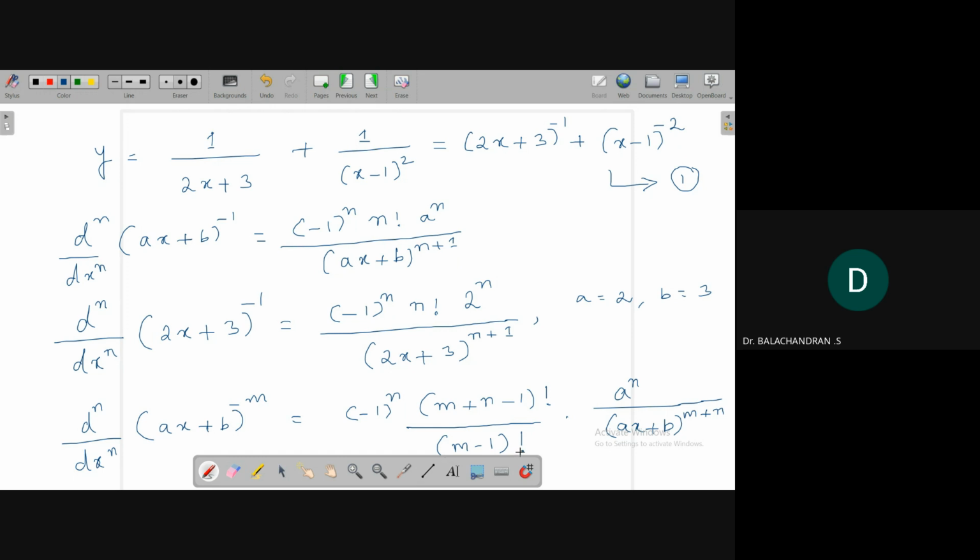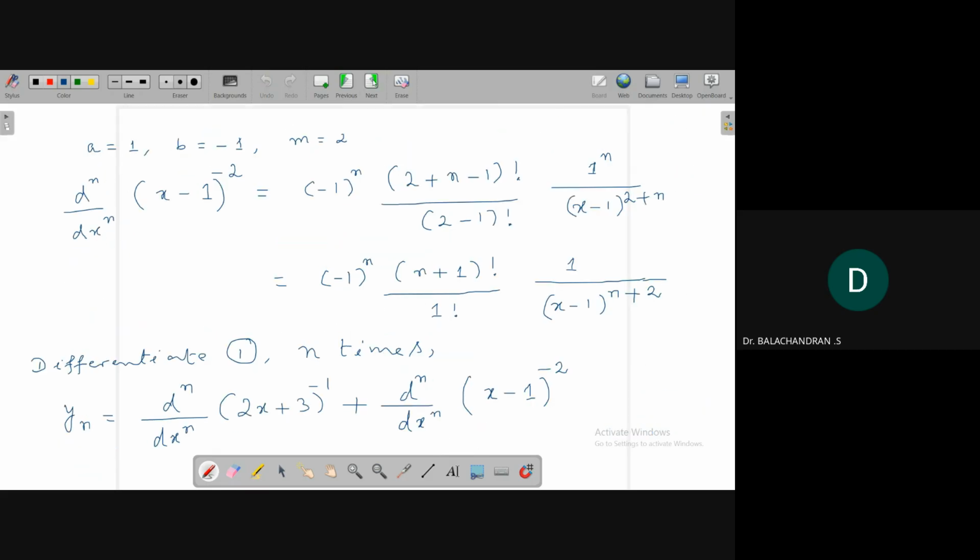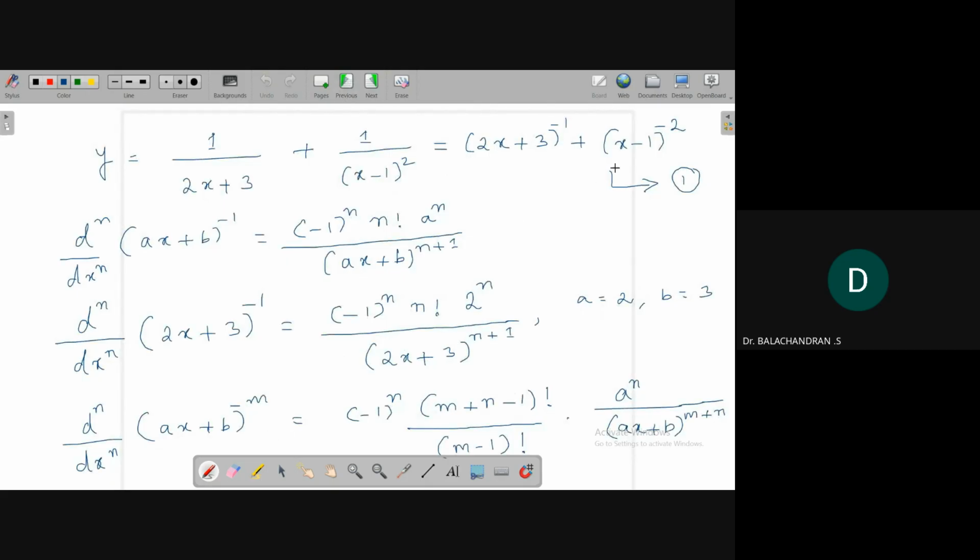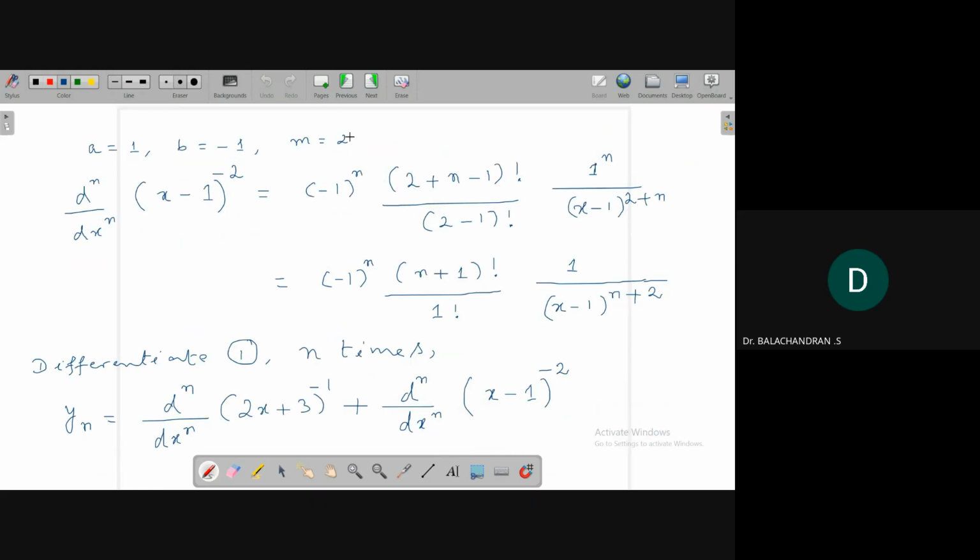So, okay. Now here, what is a? A is 1. What is b? B is minus 1. And m is what? 2. So substitute a equal to 1, b equal to minus 1, and m equal to 2.